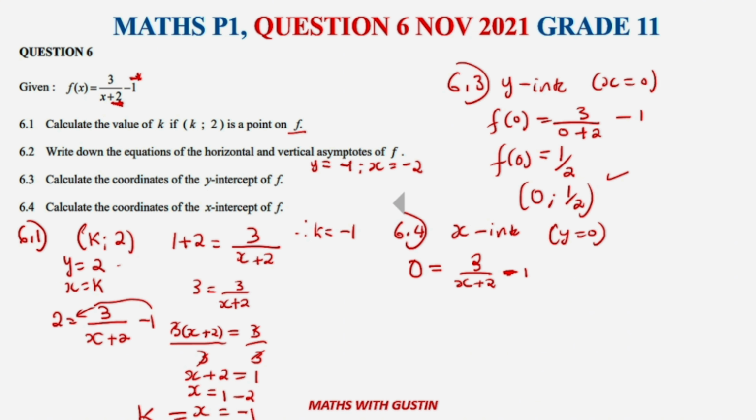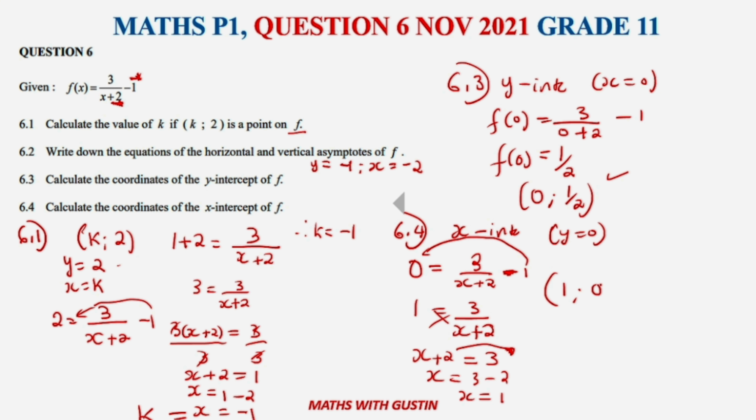Okay, now we need to find the x value. We're going to take 1 to the other side, which gives us 1 is equal to 3 over x plus 2. Then we're going to do the cross multiplication. Cross multiply here, we'll have x plus 2 is equal to 3. Therefore, take the 2 to that side. Therefore, x is going to be equal to 3 minus 2, which gives us x is equal to 1. Therefore, we write our coordinates as (1, 0).